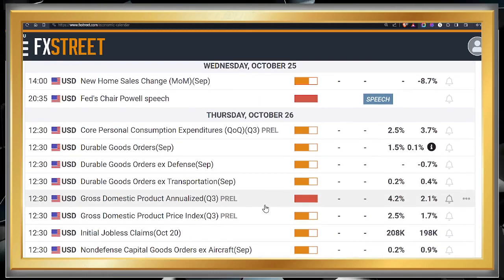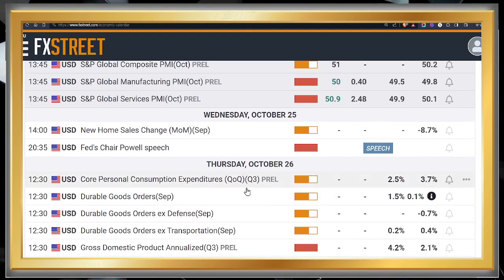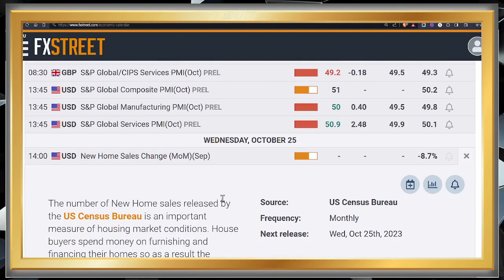Now, I was able to pull out the events for today, Wednesday, October 25, and in fact, we do have one high impact event and a medium impact event from the United States economic docket. Now, the first one here is coming in about 3 hours from now, and this is the new home sales change.